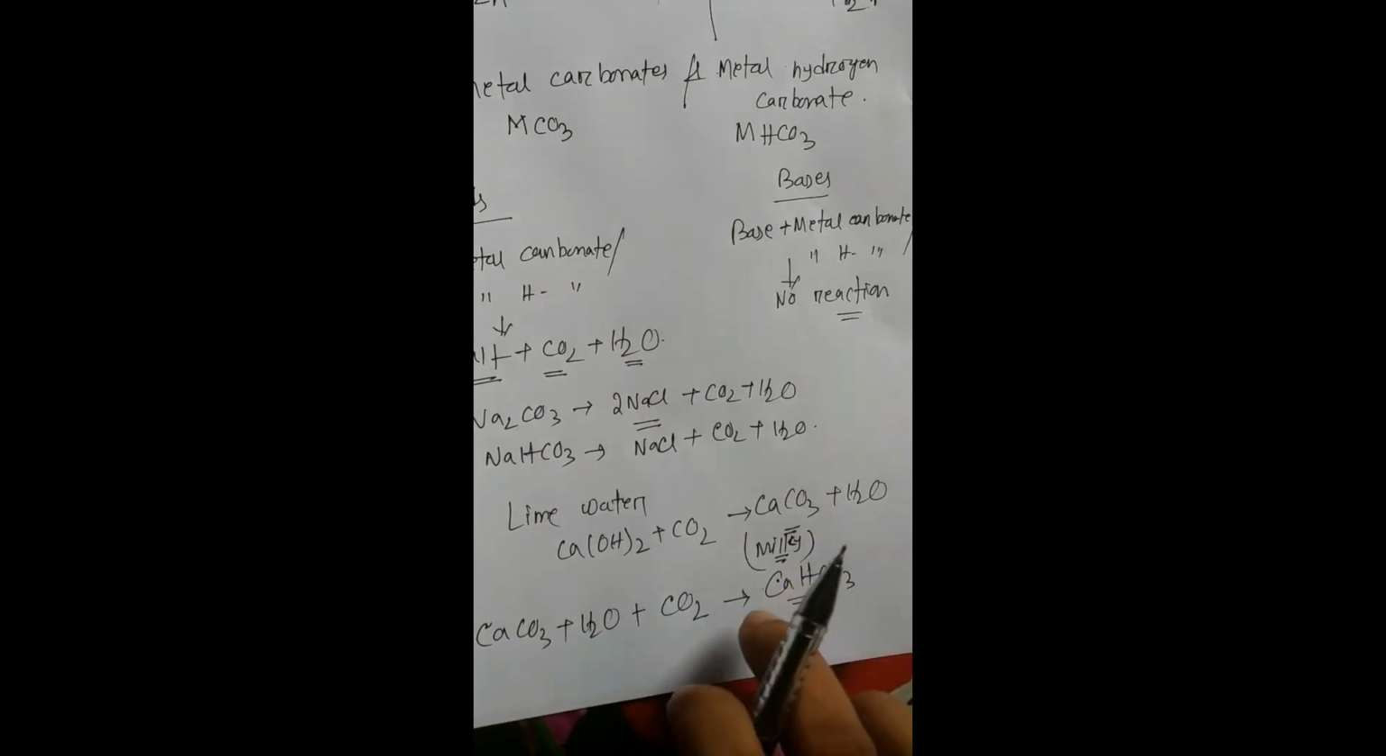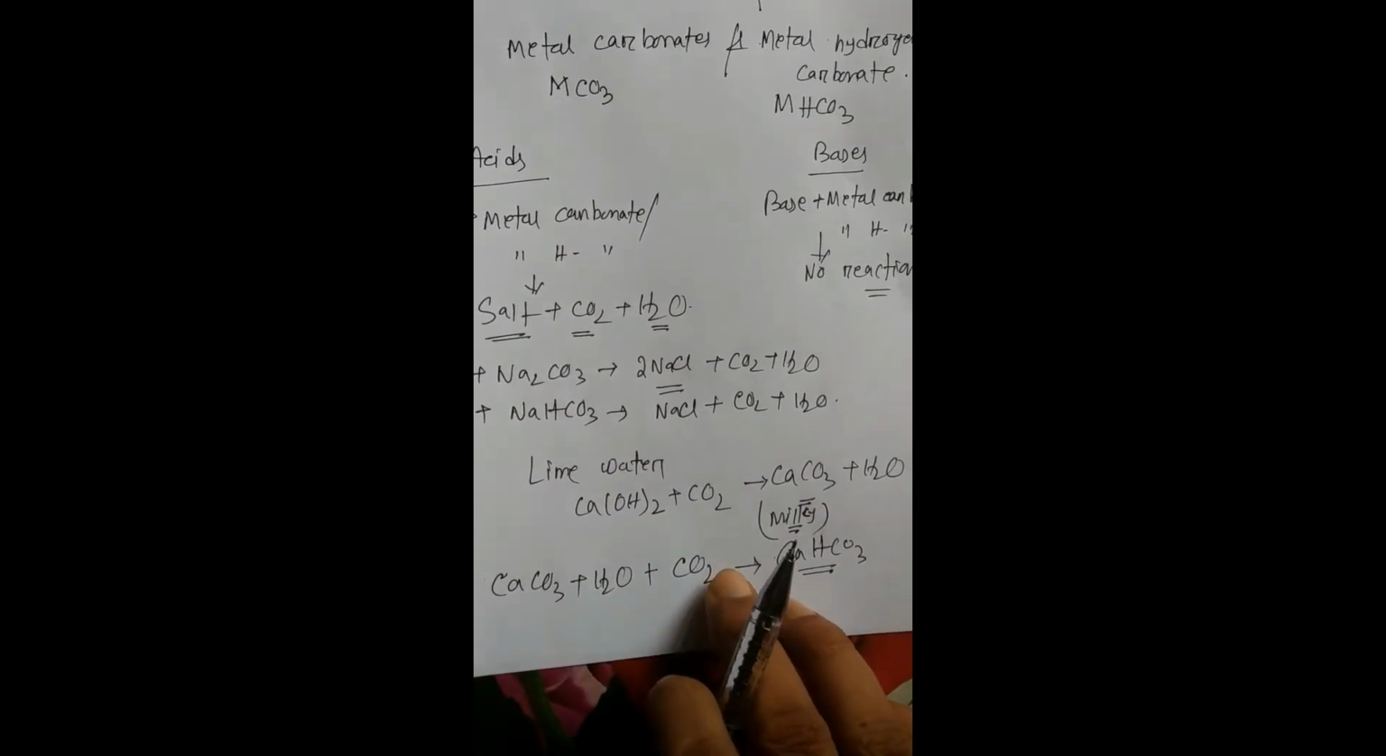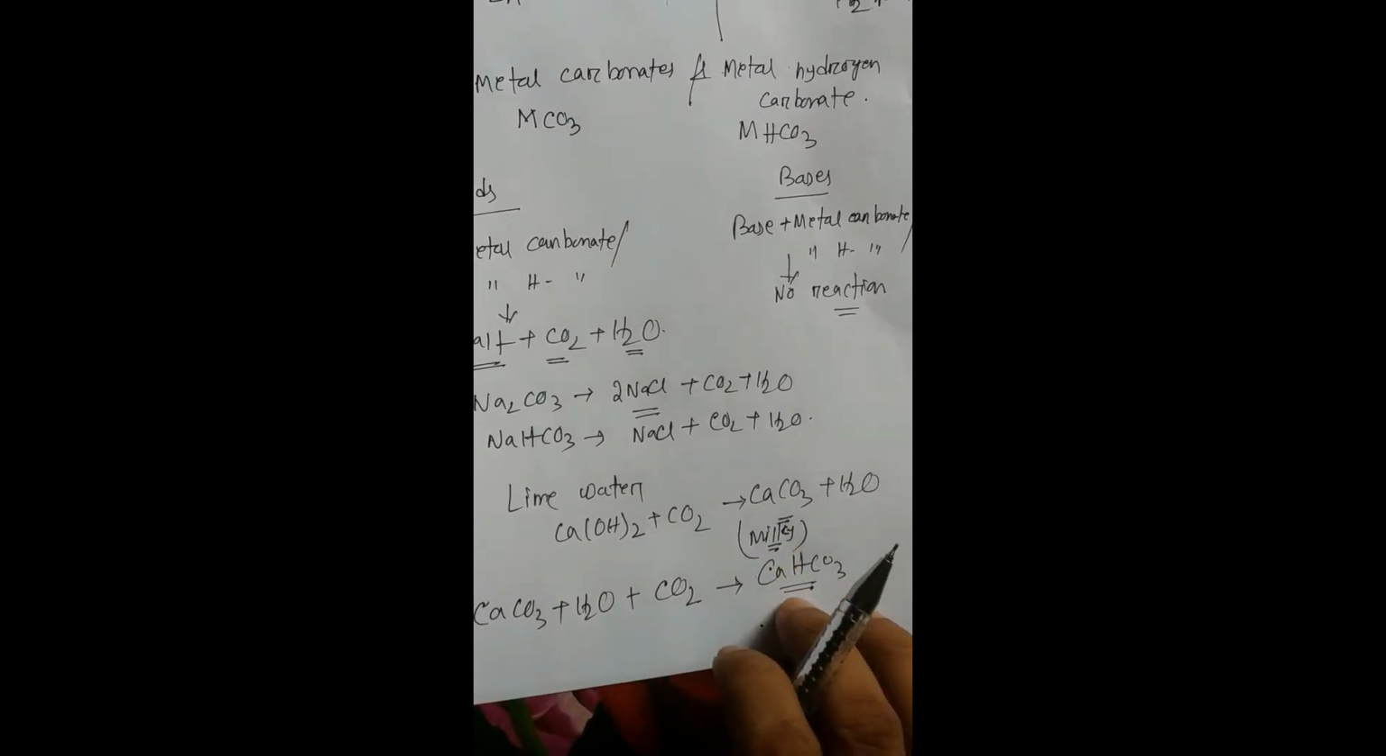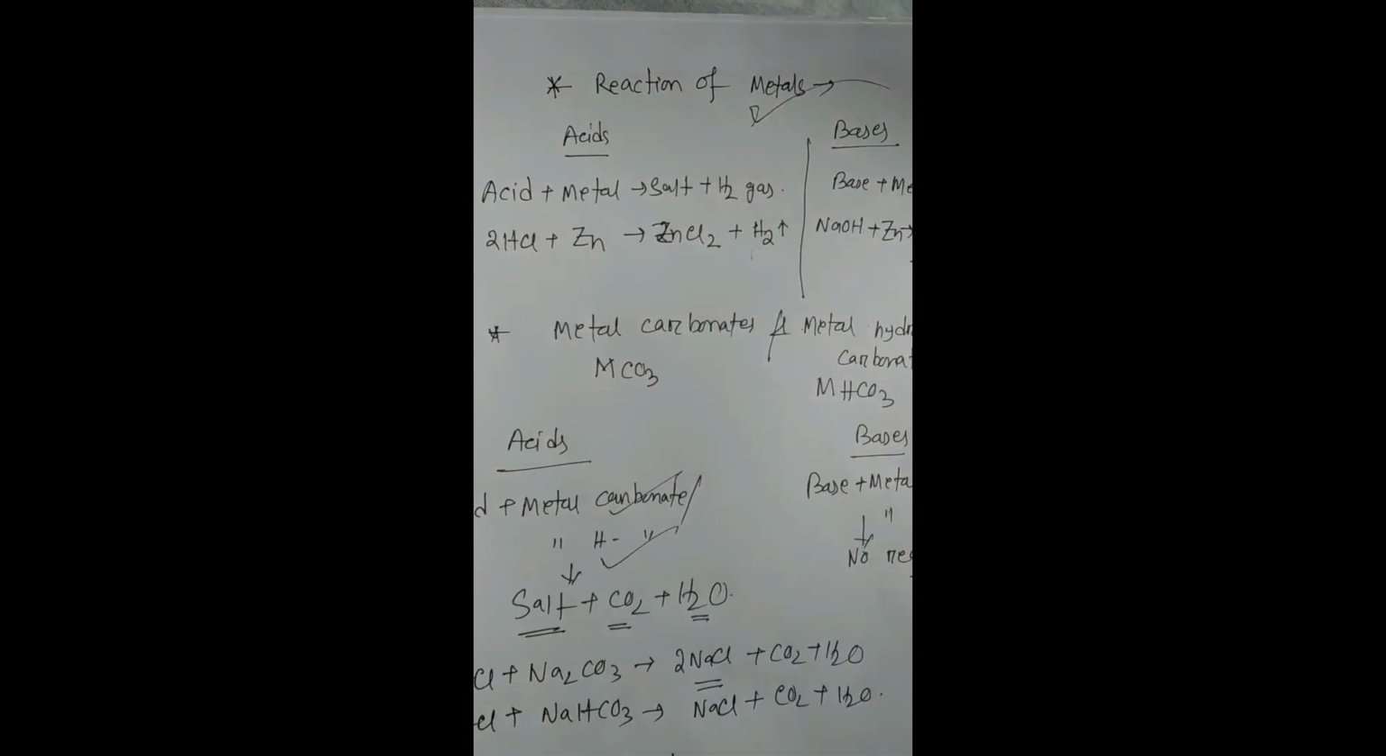But if excess carbon dioxide is passed through the lime water solution, then the milkiness will disappear after a certain time, because calcium bicarbonate has no color. Okay, so the reaction with metal and the reaction with metal carbonate as well as metal hydrogen carbonate is over.